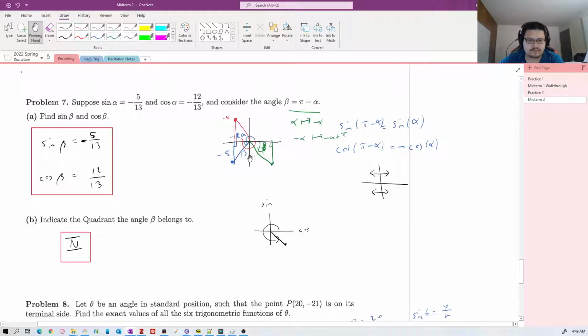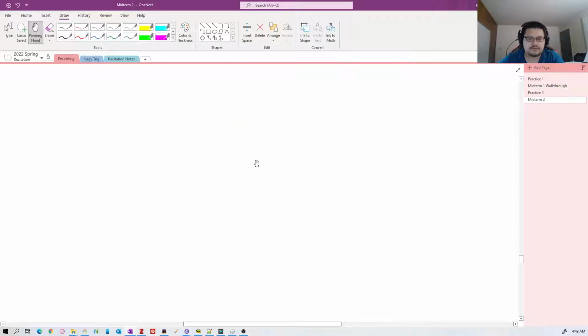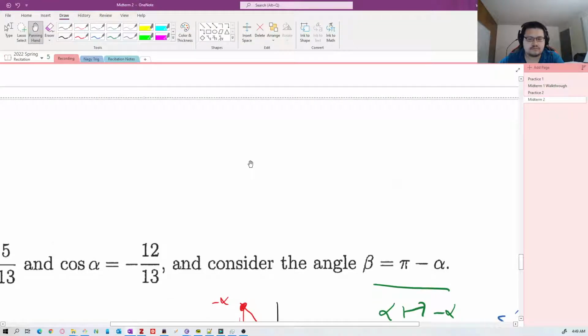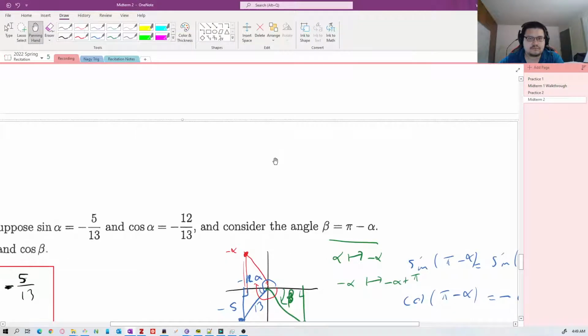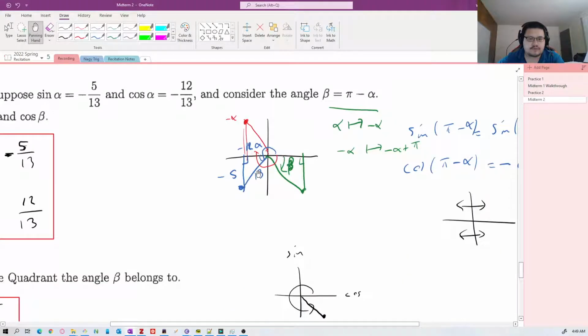It's going to be hard for me to point to things, isn't it? I guess I can zoom in. So alpha, oh no. I hope my recording's not going to get messed up.